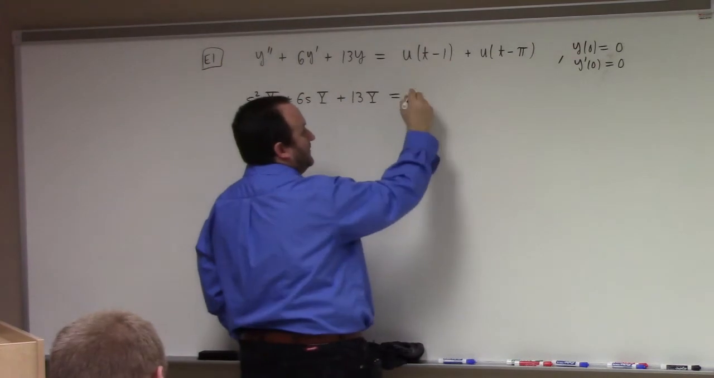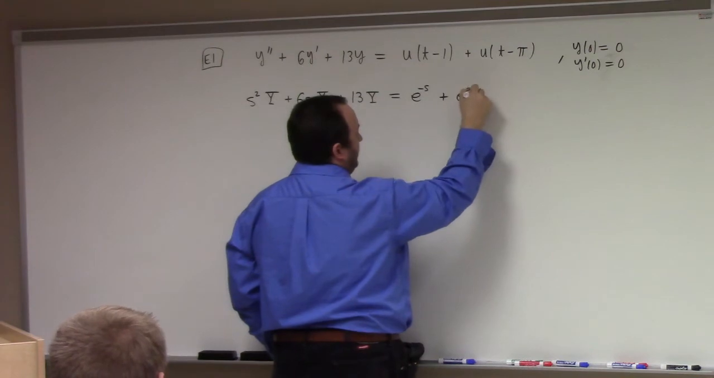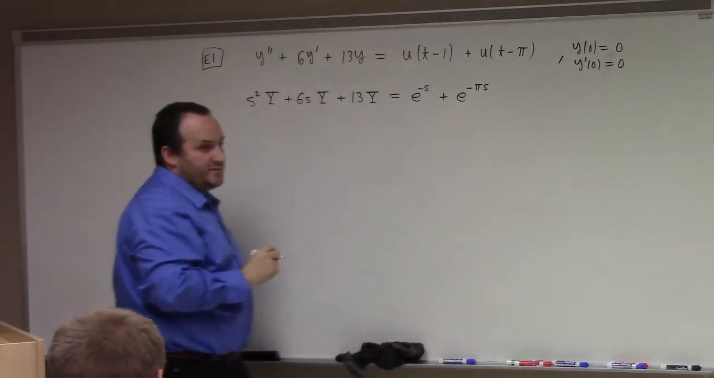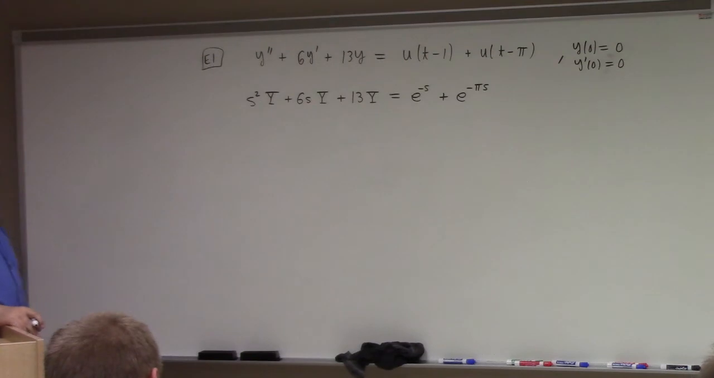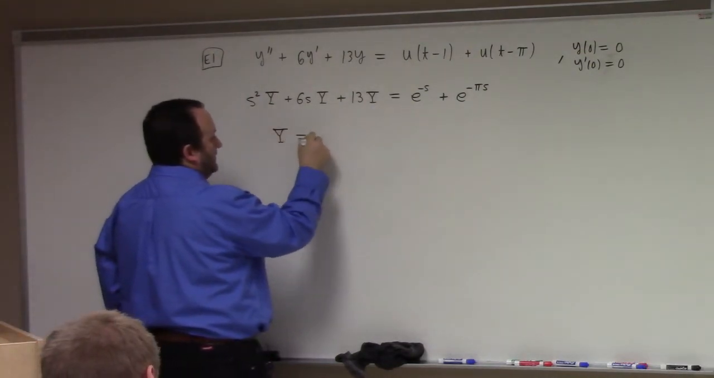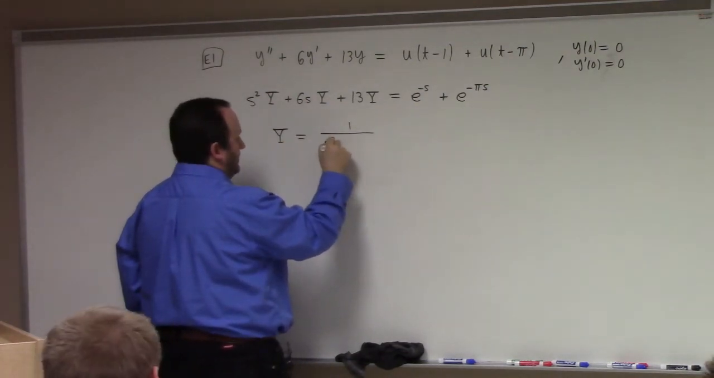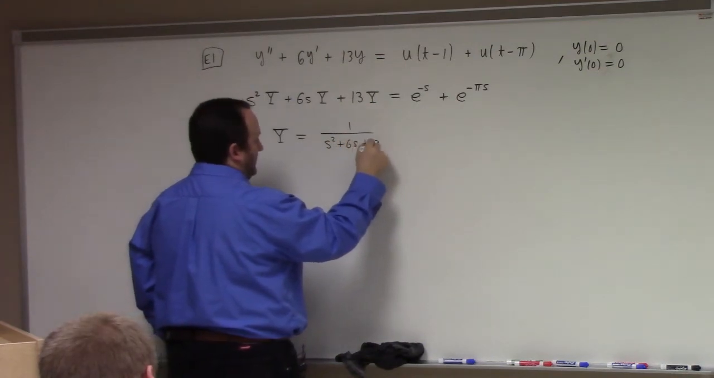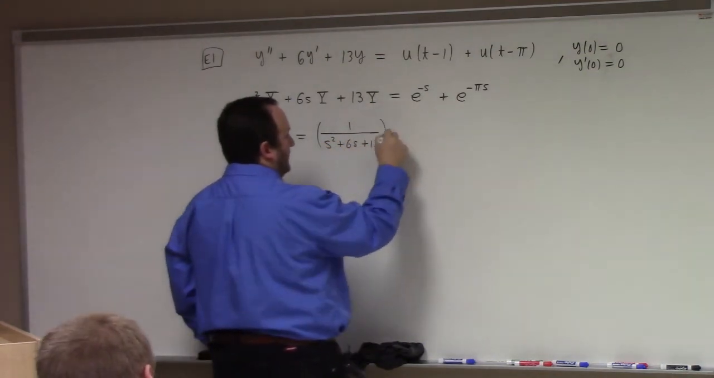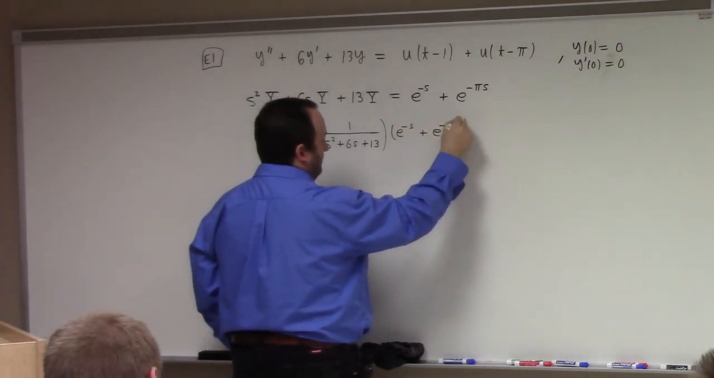Now this Laplace transforms to e^(−s), and this Laplace transforms to e^(−πs). I think I have written those by hand on your sheet. All right. Now we solve for Y. So we get Y is equal to 1 over s² + 6s + 13, times e^(−s) + e^(−πs).